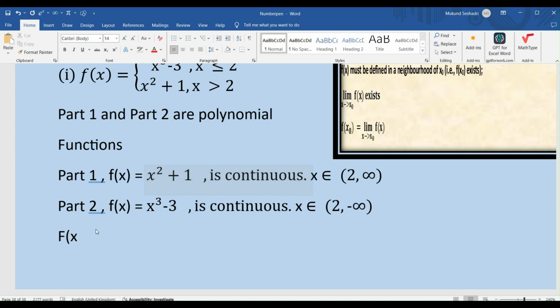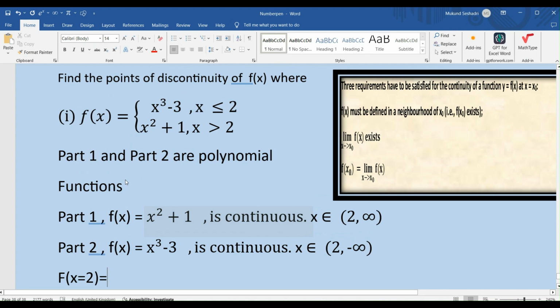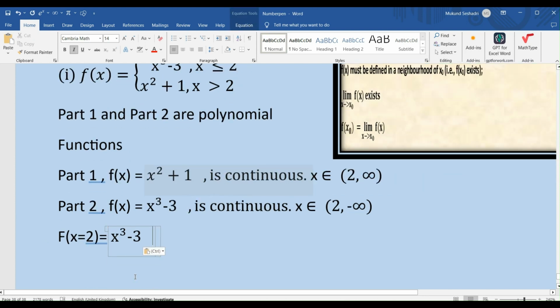Now, what is my f of 2? We see that at x equals 2, the function takes x cubed minus 3, right? So let's write that down. At x equals 2, 2 cubed is 8, 8 minus 3 is equal to 5, right? So there we have our f of 2.